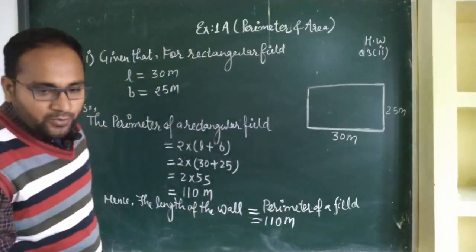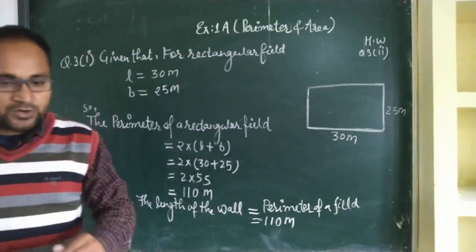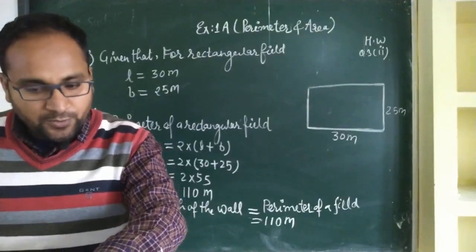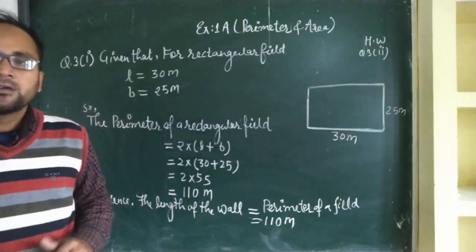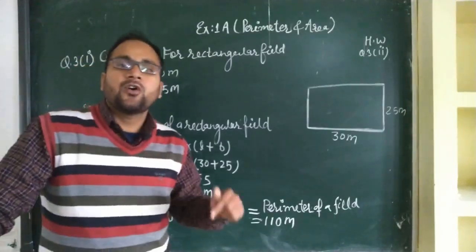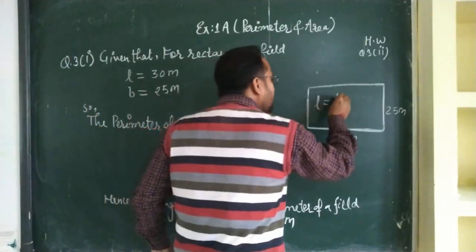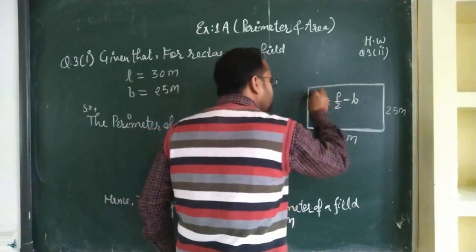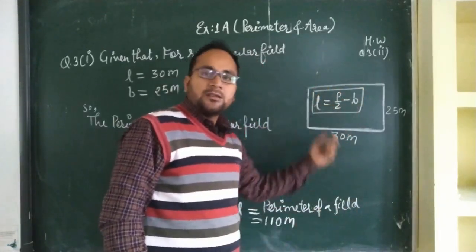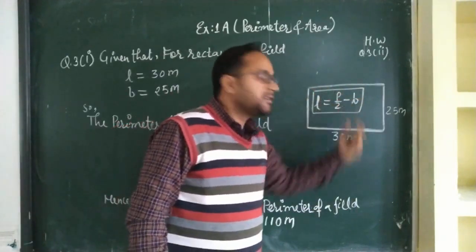Now question number 4. I am going to discuss this question number 4, students. Find the length of a rectangular field if its perimeter is 240 meter and breadth is given. I told you the formula for when breadth and perimeter are given, how you will find the length. Length is equal to perimeter by 2 minus breadth. You will use this formula when perimeter and breadth are given.